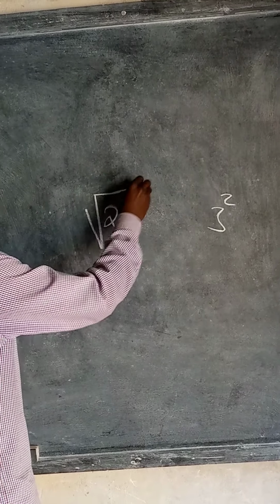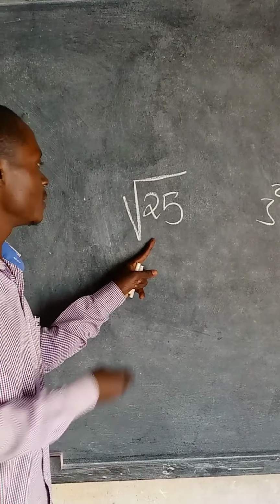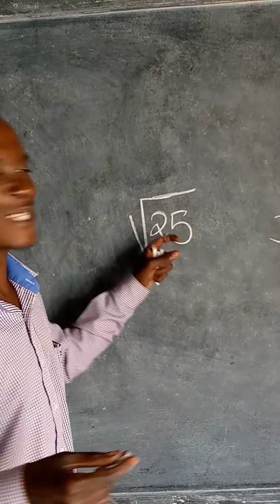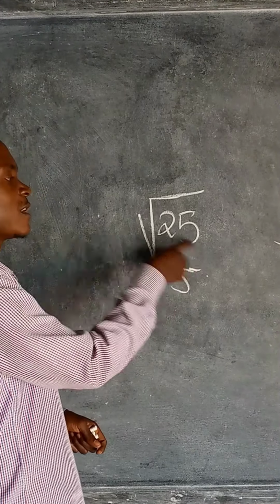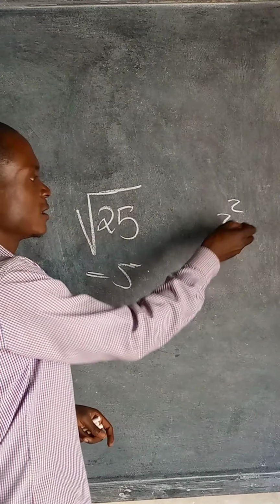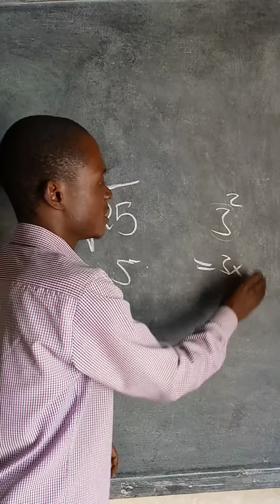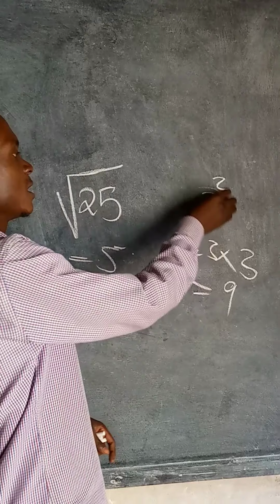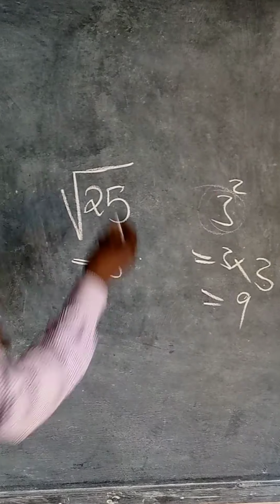The square root is a number that we can multiply by itself to get the number in the root. In this case, it's 5, because 5 times 5 is 25. For 3 squared, we multiply 3 by itself two times, so we get 9.